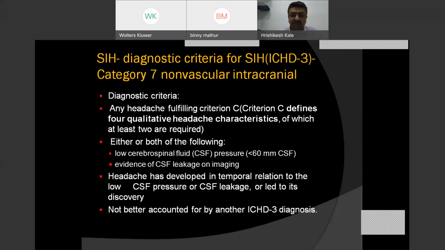The other important point is these headaches should be in temporal relation to low CSF pressure. So suppose a patient, although this is commonly idiopathic, there are also conditions in which similar findings may be seen, such as after a lumbar puncture. So after a lumbar puncture, if you have similar clinical findings, the headache should be in temporal relation to the event, such as when the lumbar puncture was performed.